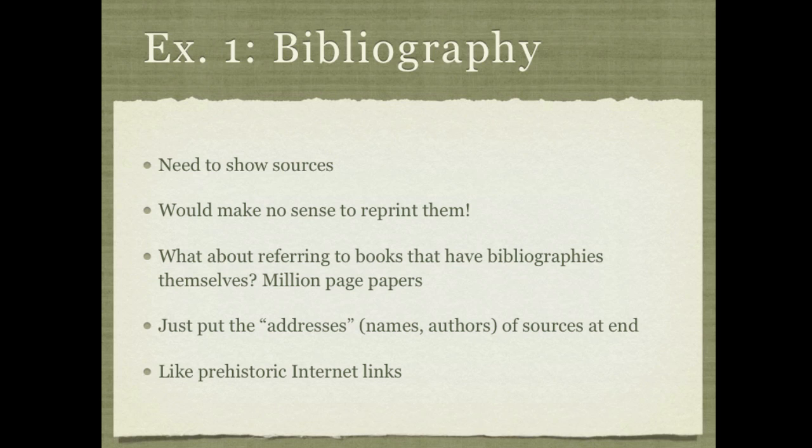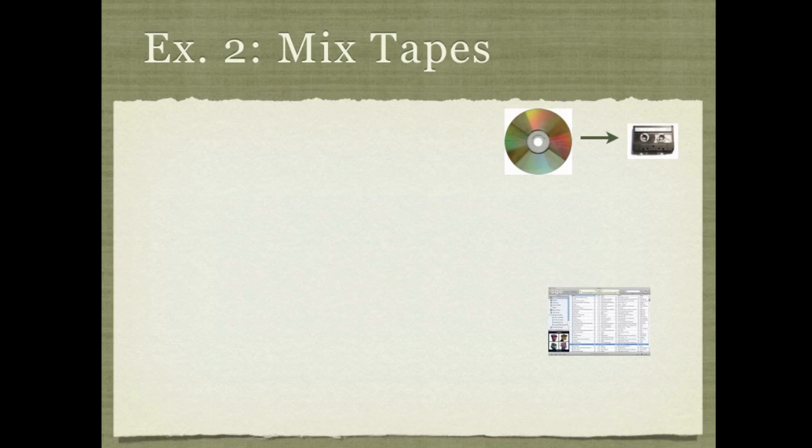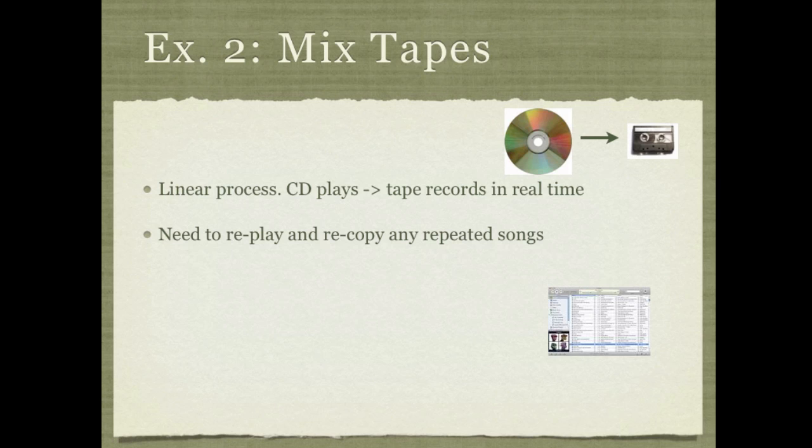The second example I have for you is the mixtape. And here I mean physically tape, like a cassette tape. Before about 1997 or 98, before people started storing MP3s on their computers, if you wanted to make someone a mixtape, you would have to physically play a CD player or a record player or another tape player onto a tape machine that was recording, and it would take as long as the song took to play. If you wanted to repeat any songs on the same mixtape, you would have to replay that song.